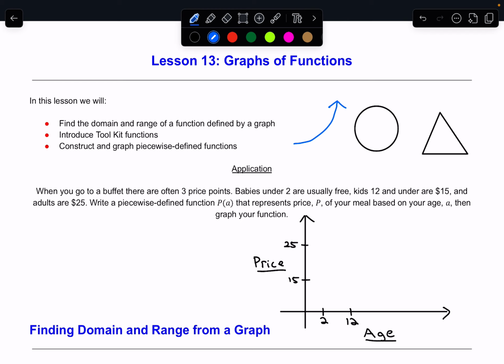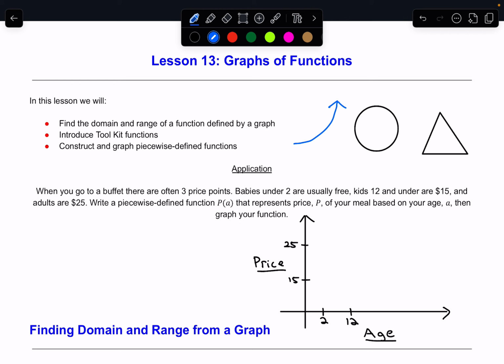But what we're building up to, it says when you go to a buffet, there are often 3 price points. Babies under 2 are usually free. Kids 12 and under might be $15, and adults might be $25. We want to write a piecewise defined function, P of A, that represents a price, P, of your meal based on your age, A. And then we'll graph this function.